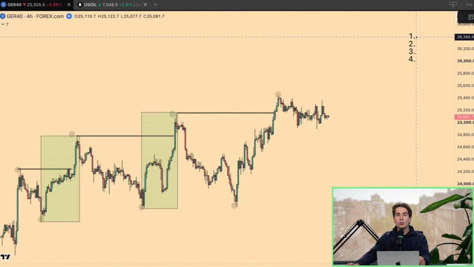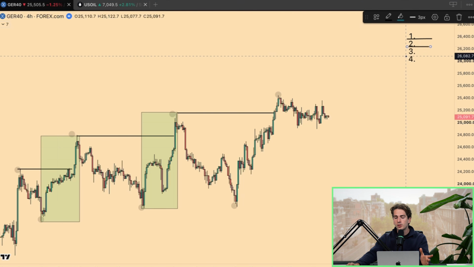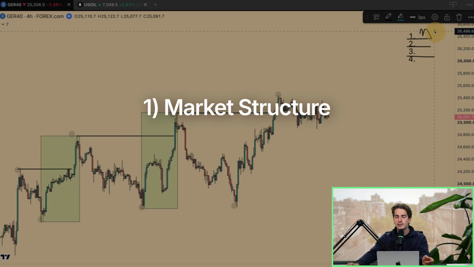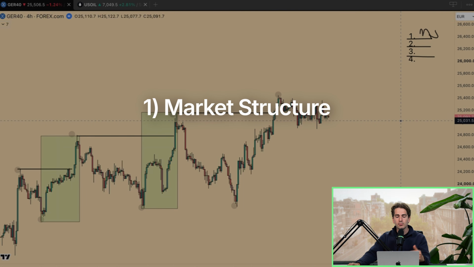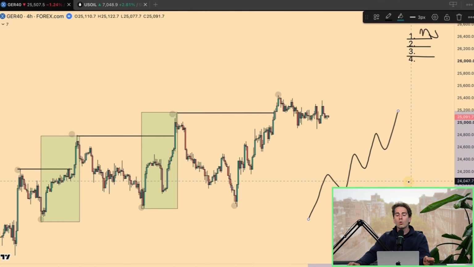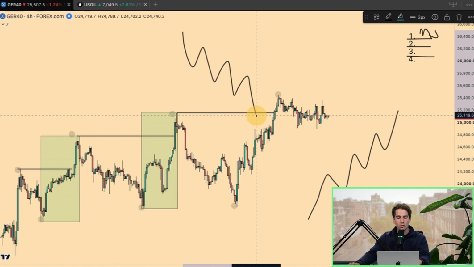For this trade breakdown, we're going to go over each and every confluence one by one, starting with the most important one, which is going to be MS, known as market structure. Is the market trending towards the upside, or is the market trending towards the downside?